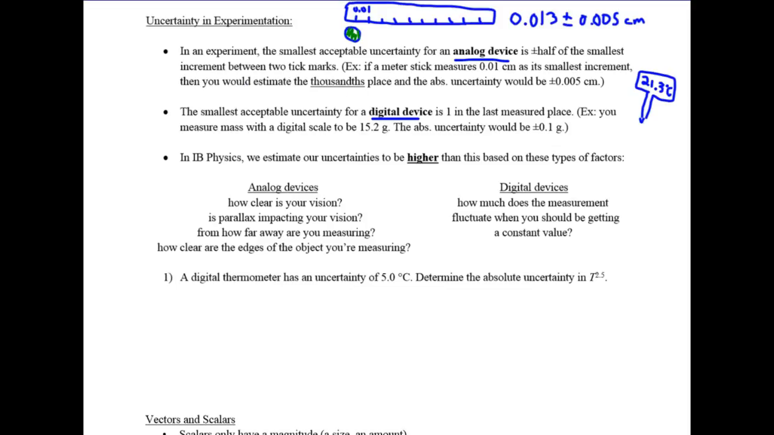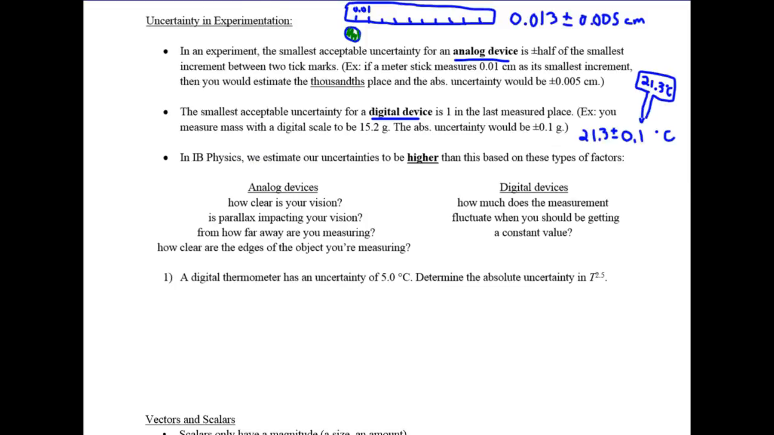For digital devices, it's a different rule. If your device measures to the 10th place, like 21.3, then your uncertainty is automatically plus or minus 1 in the 10th place, so 1/10. If the device were to measure 21.33, your uncertainty would be 1 in the 100th place, so plus or minus 0.01. So it's always 1 in the smallest or the last measured place.